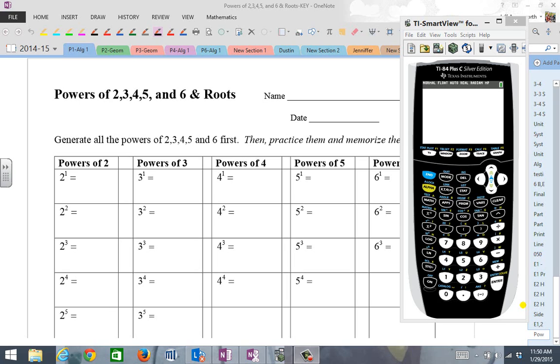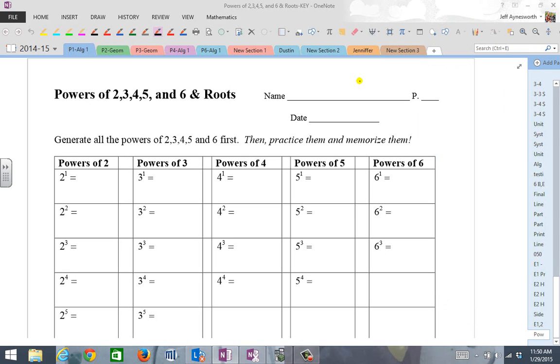Listen, we're going to get into powers of 2, 3, 4, 5, and 6, and we're also going to talk about how to take the square root of these numbers and the cube root and the fourth root and the fifth root and the sixth root and so on. So have your calculators nearby. Have a scratch piece of paper if you need it. If you don't have a TI-84 or some kind of scientific calculator, pause the video and distribute the calculators. But if you're ready, here we go.